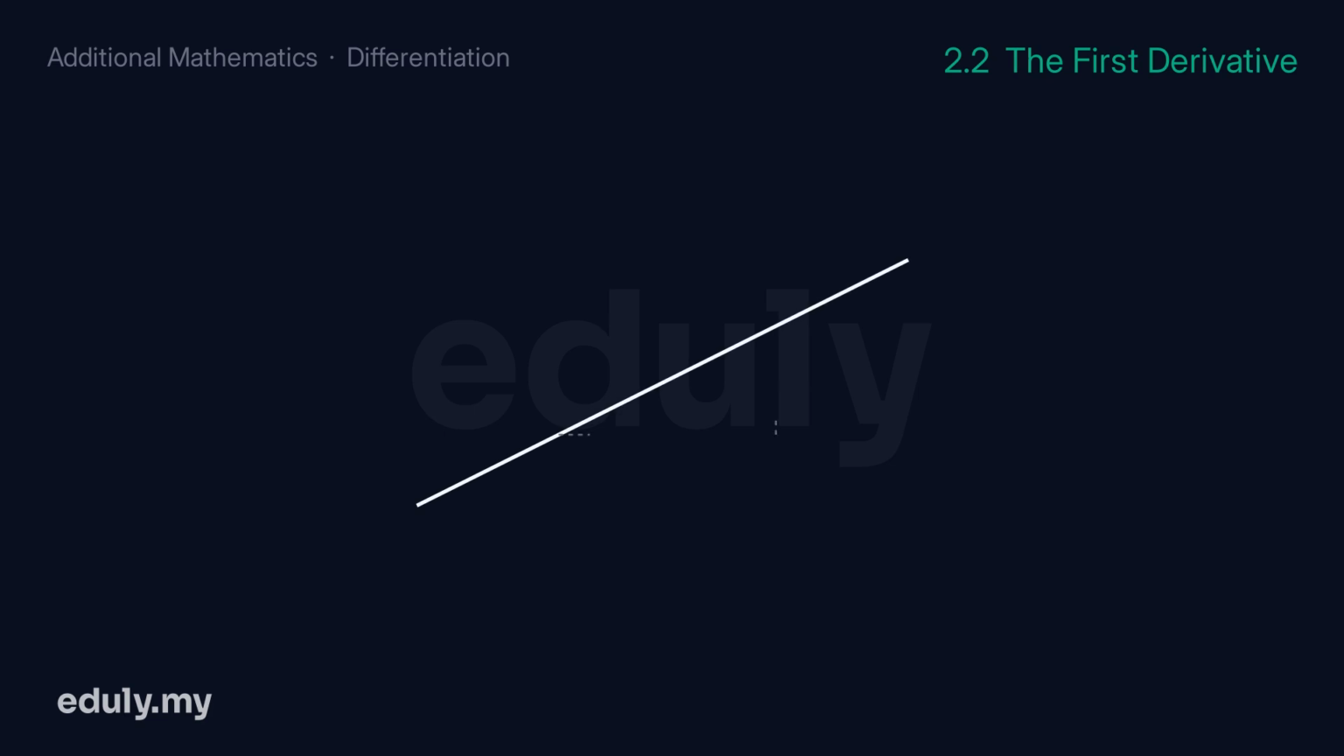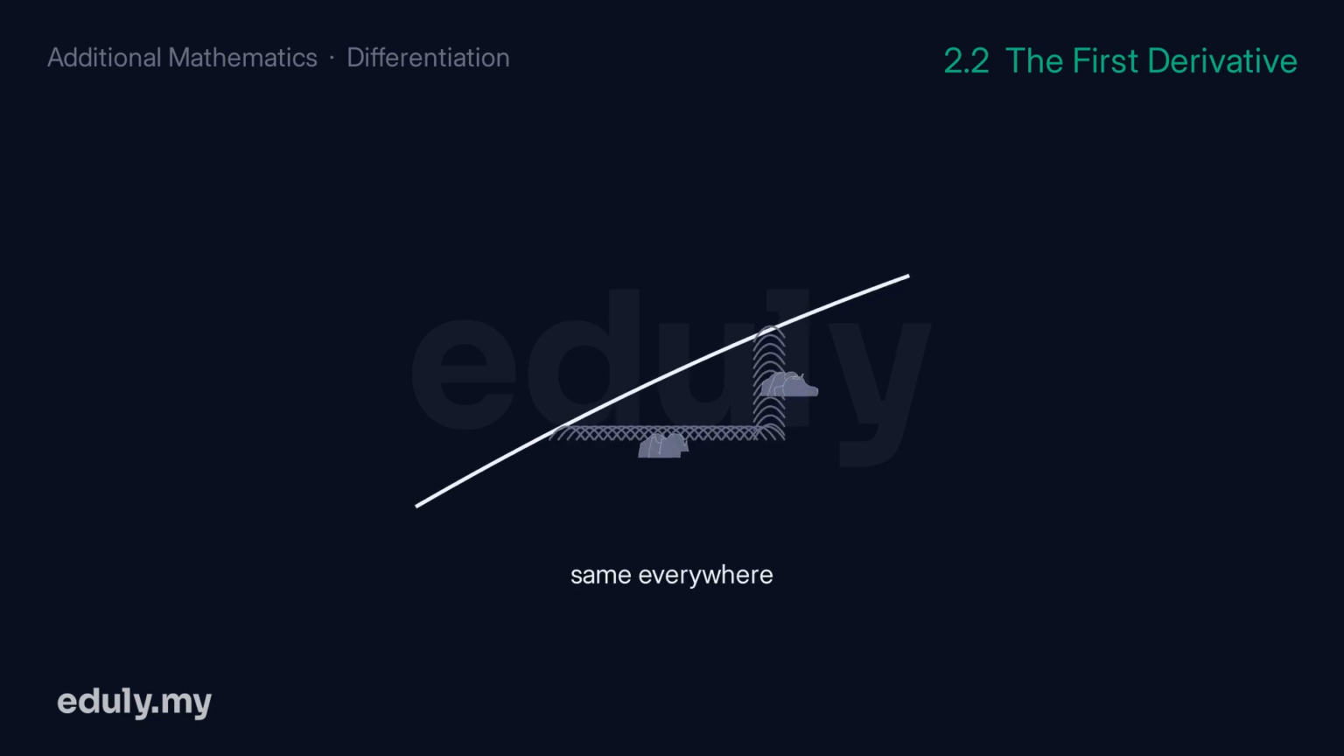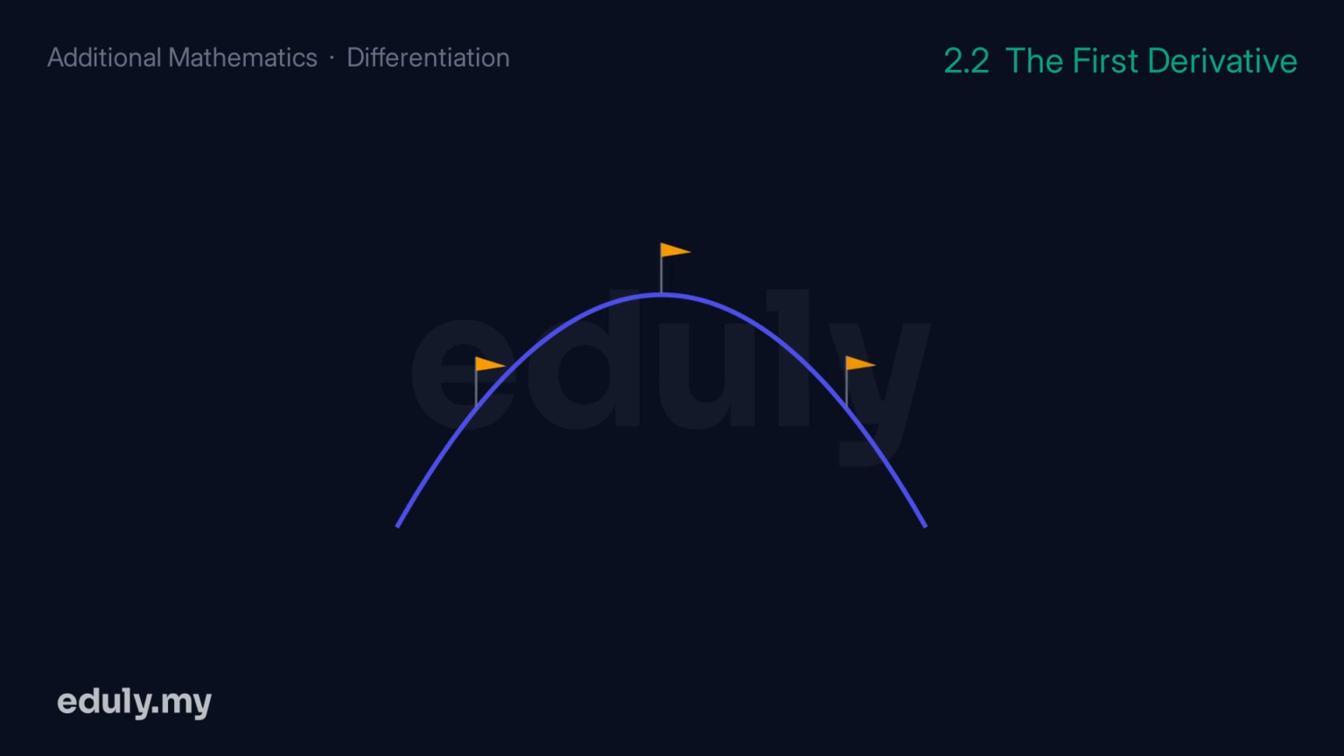A straight road has one steepness the whole way along. A roller coaster hill is nothing like that. Steep here, gentle there, flat for a split second right at the very top. Is there a way to get the exact steepness at one single point on a curve like this, not just roughly? Keep that hill in your head. We're coming back to it.